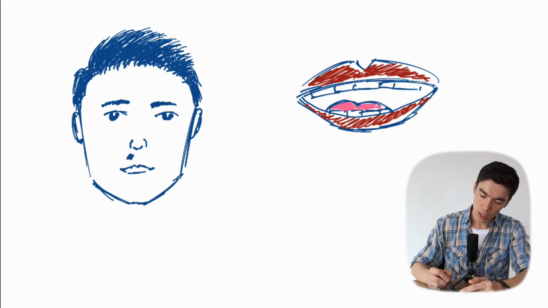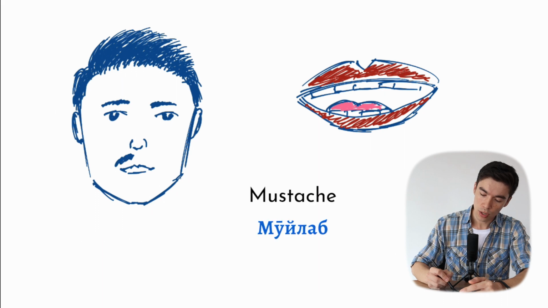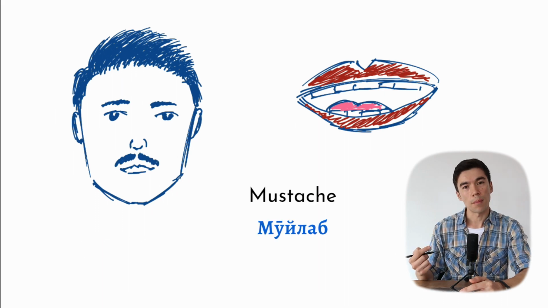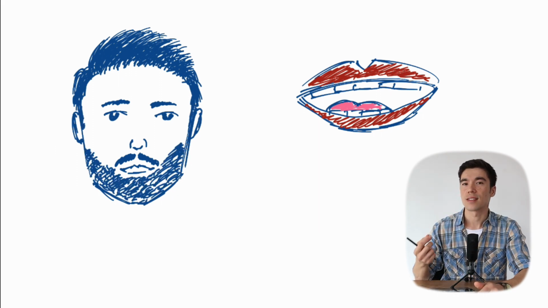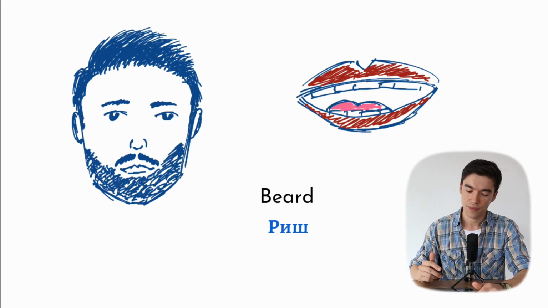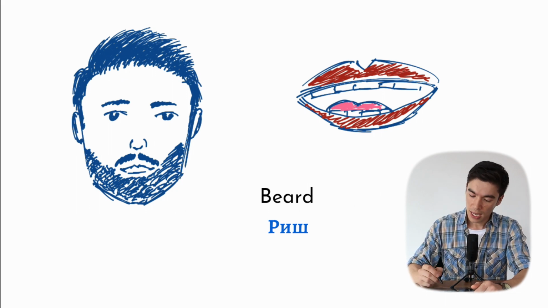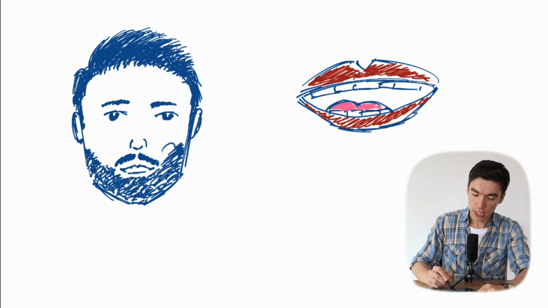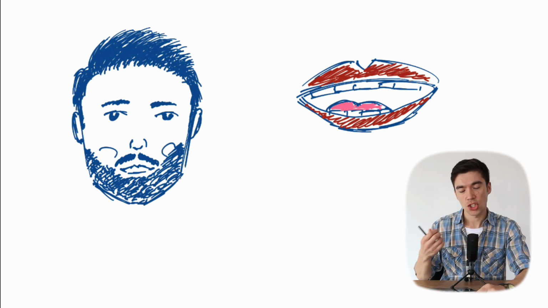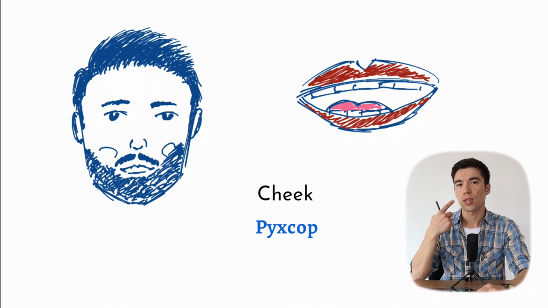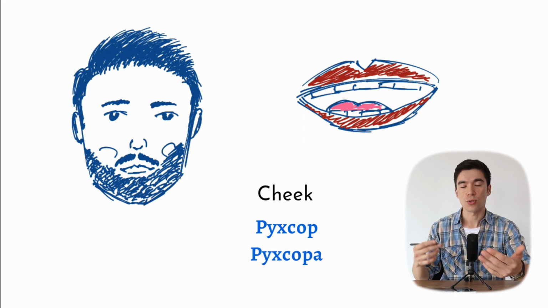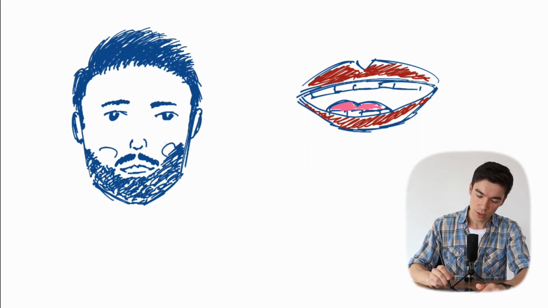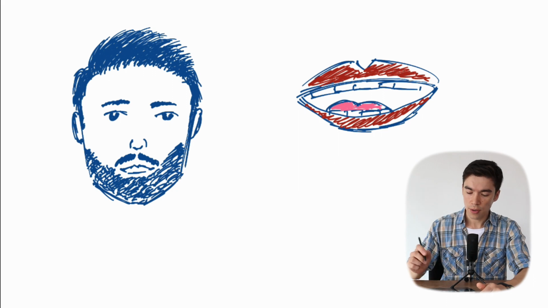So, since we are drawing a man here, let's add the mustache. The mustache in Tajik is muilab. Okay, muilab. And the beard in Tajik is rish. Rish. I don't have the beard now, so it will be rish. And cheeks. So cheek will be rukhsor. Rukhsor. And we have a name even, Rukhsora, a girl's name. Rukhsora. So let's erase that. It doesn't look good here.